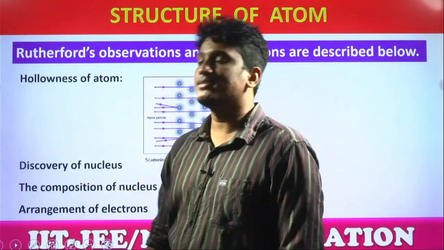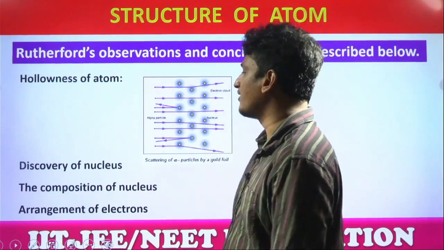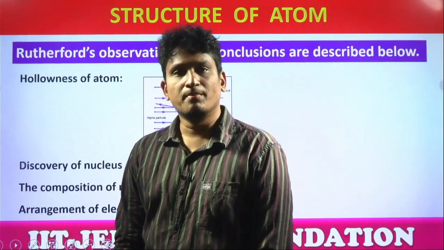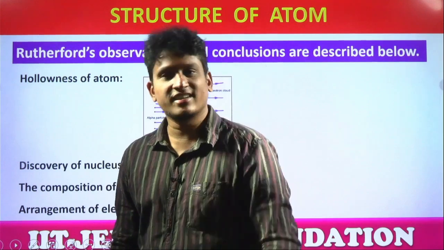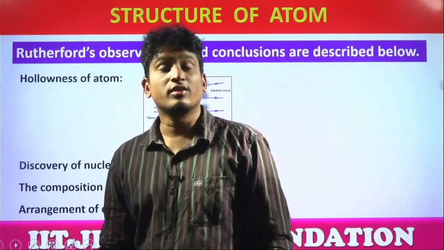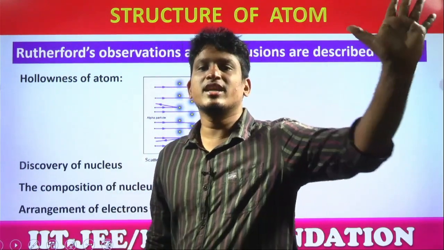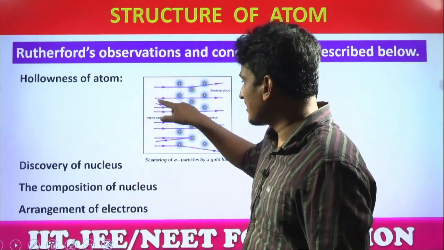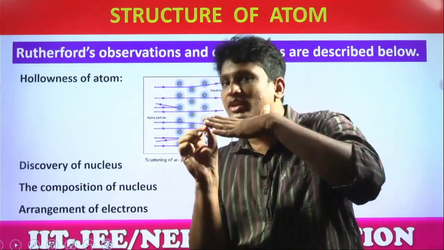Students, Rutherford's observations. Look here. Since the majority of the rays pass through the gold foil without any deflection, Rutherford said the majority of the atom is occupied by empty space. Nothing is there. What did Thomson say? Majority of the space is occupied by protons. But what did Rutherford prove? Majority of the space is empty, nothing is there. And few rays are deflecting to small angles, you can see, yes or no? Which rays are deflecting? The rays which come near the nucleus are deflecting.